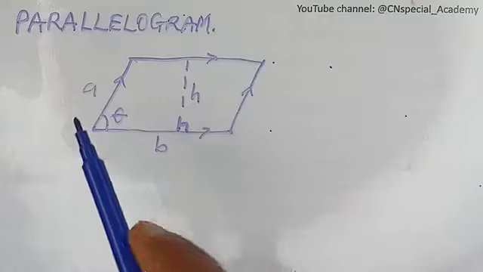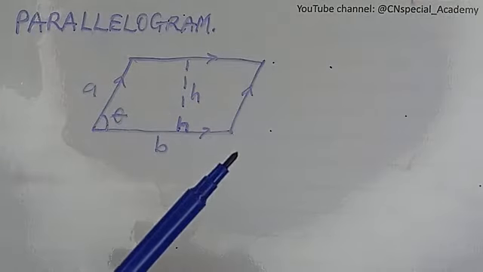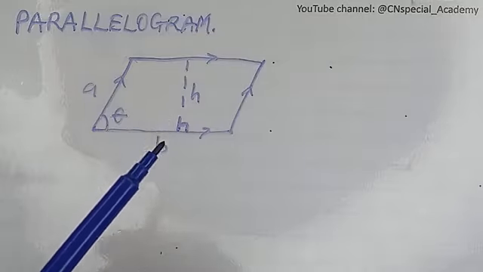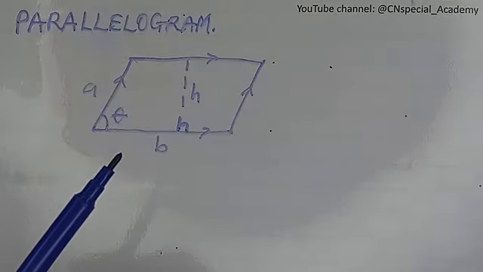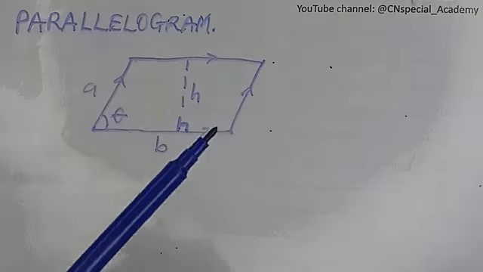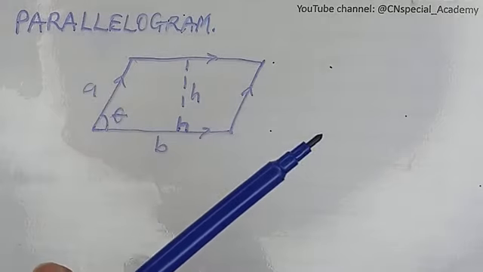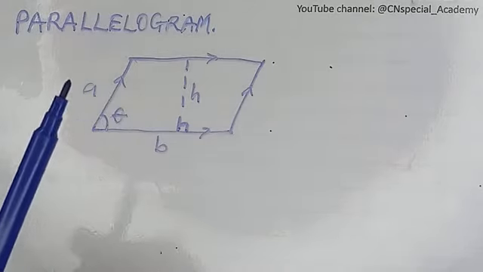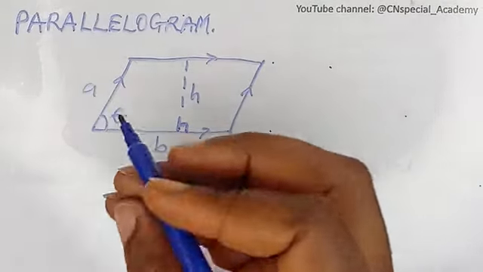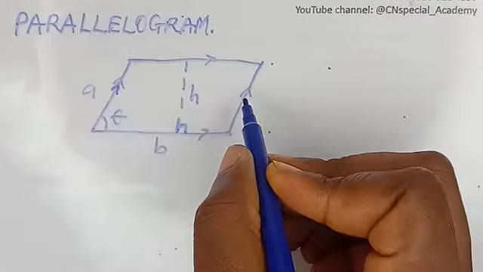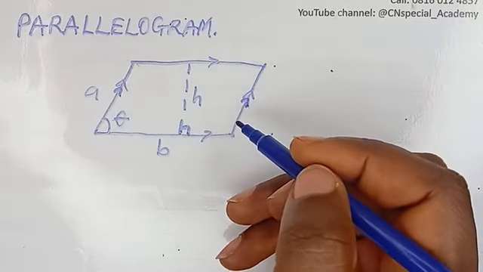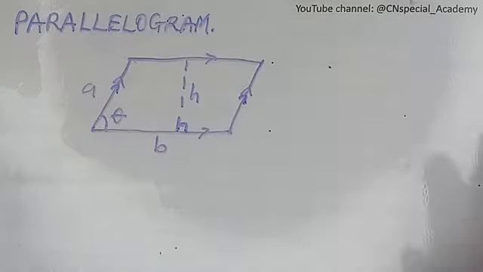In this video, we are studying parallelograms, the mensuration of parallelograms. So a parallelogram is basically a quadrilateral, that is a four-sided figure that has two opposite sides equal, and those two opposite sides are parallel to each other. So this side is parallel to this side, and this side is parallel to this side. So that is why it is called a parallelogram.